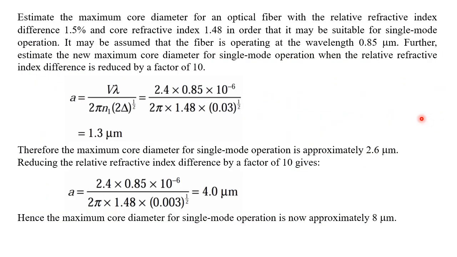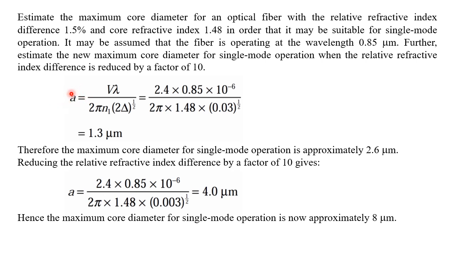Let us have one numerical problem. Estimate the maximum core diameter for an optical fiber with a relative refractive index difference of 1.5% and core refractive index 1.48 in order that it may be suitable for single mode operation. It may be assumed that the fiber is operating at the wavelength 0.85 micrometer. Further, estimate the new maximum core diameter for single mode operation when the relative refractive index difference is reduced by a factor of 10.